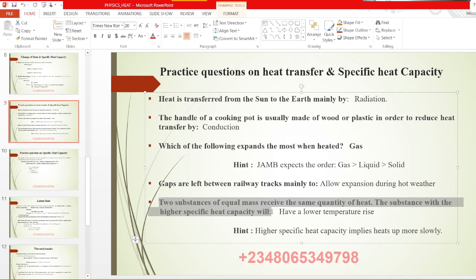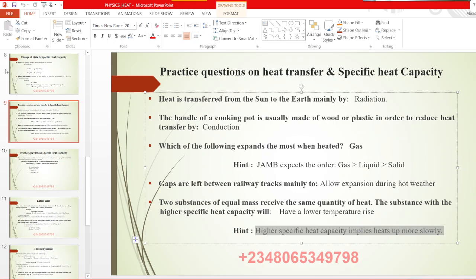Here we have a question with two equal masses. That means they have the same mass and the same energy is applied to them. What will happen when one of these two bodies has a high specific heat capacity? Definitely, for the specific heat capacity to be high, there is a lower change in temperature rise. This question is technical, but once there is a high specific heat capacity, the temperature rise is very low. So the substance with high specific capacity will have what? A lower temperature rise. And I'm giving you a hint here: higher specific capacity implies it heats up more slowly. That means the temperature rise is not high.